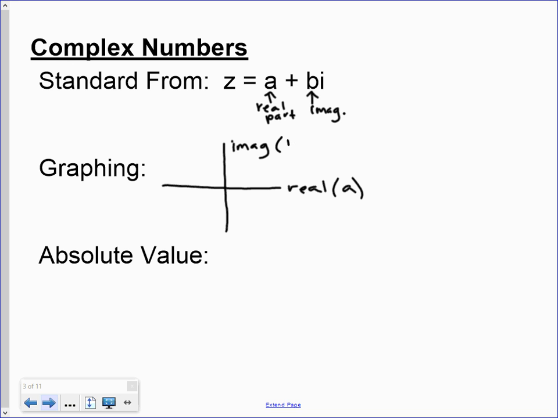So this is like your b. So you can think about a complex number. If I were going to plot it, I would start at the origin 0, 0, and whatever a is, I'll move a units right or left, and then whatever b is, b units up or down. So you can almost think about it like an ordered pair, a comma b, but it's representing a plus bi.